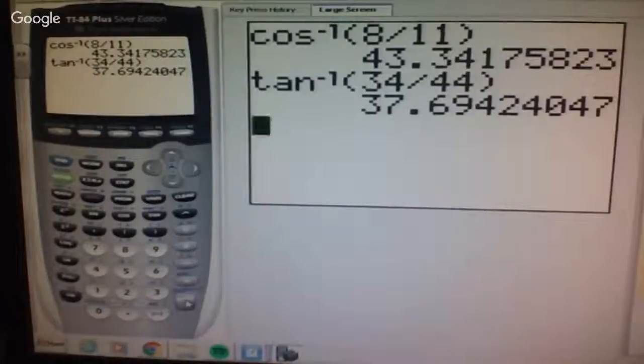It all depends on what they're rounding it to. They may not say round it to this, but again, it's multiple choice. Look at your answer choices.